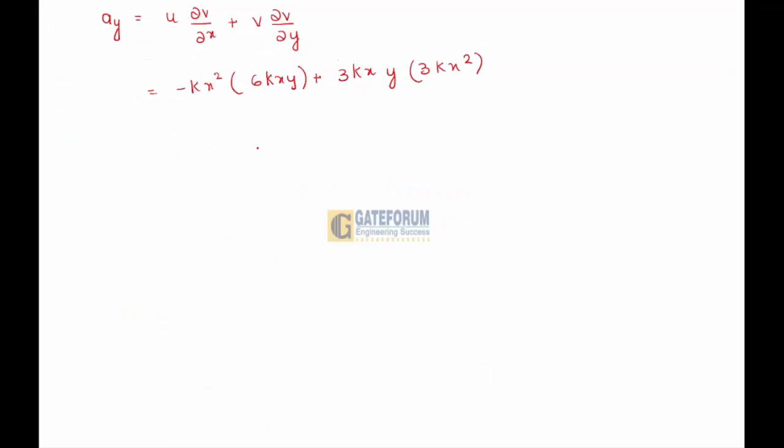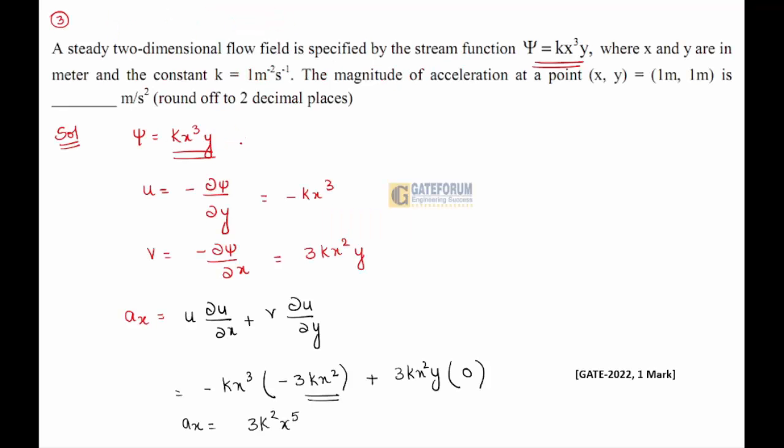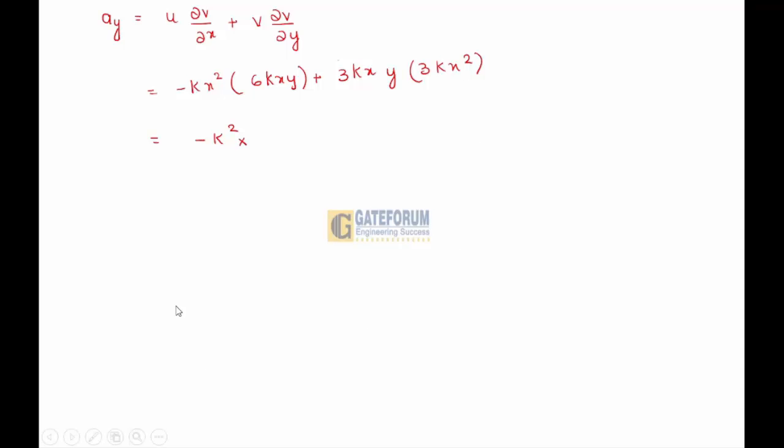Now minus k square into, point is how much? 1 comma 1. 1 comma 1 will be 6 into x power 4 into y plus 9k square x power 4 into y. Point is 1 comma 1. You will get around minus 6 plus 9, that is 3 meter per second square.